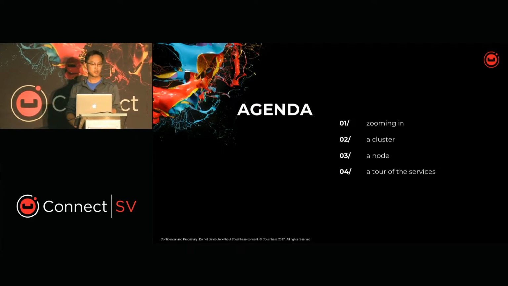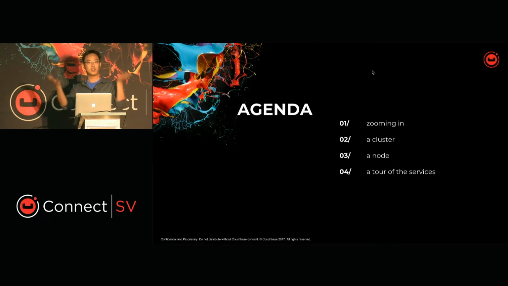What we're going to talk about today is we're going to follow this algorithm of pretty much just zooming in progressively more and more detail in the system. So starting with a cluster, double-clicking on that, coming down to a node, and looking inside what's going on inside the node or the main services. So a tour of all the main submodules of the system.